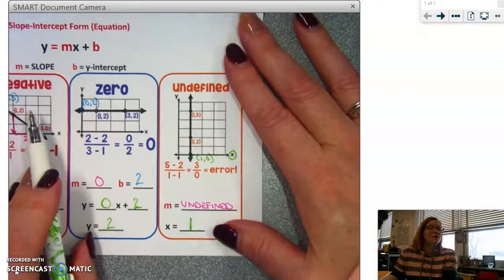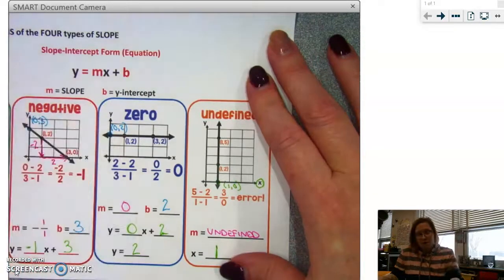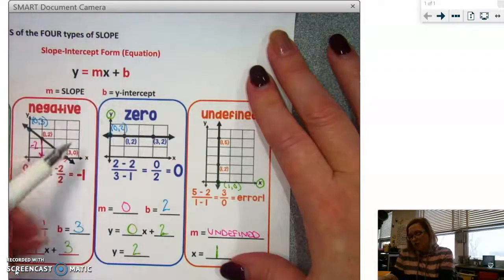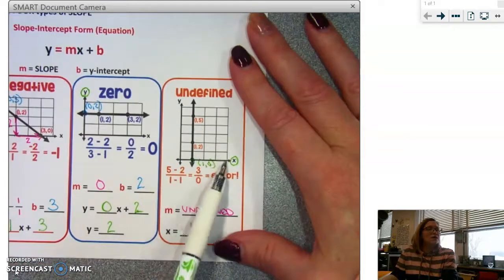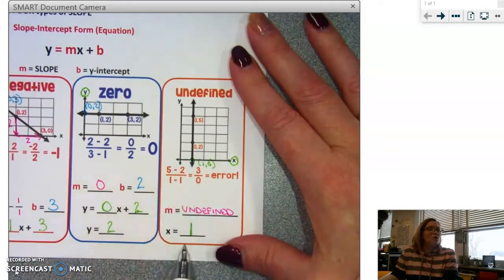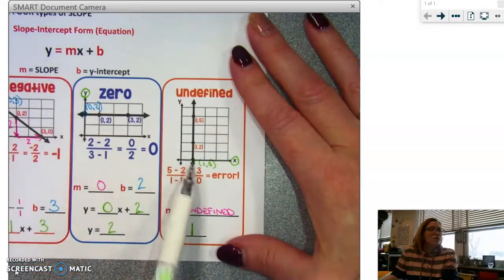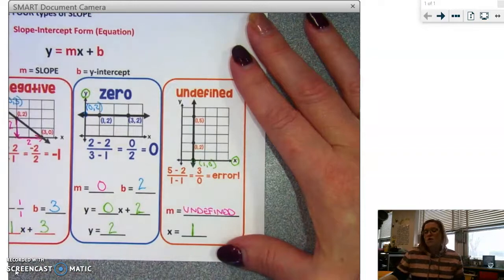Okay, and the same thing over here. If you take a look at our y-intercept, you can actually see where it crosses the y. So where it crosses the y equals 2. Where does it cross the x? X equals 1. And so that helps you with your equations. Just find out, where does it cross? Where's that intercept at? Okay, so that's it for your 4 types of slope.